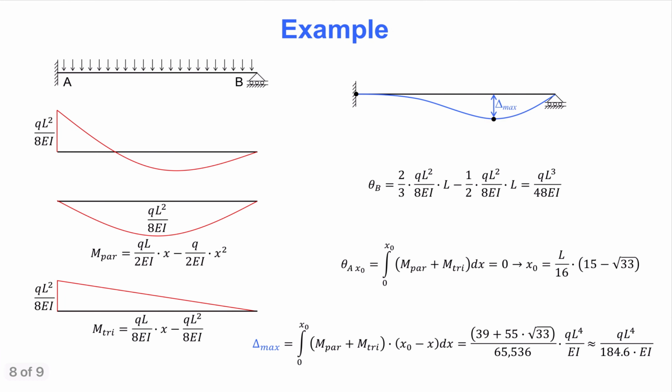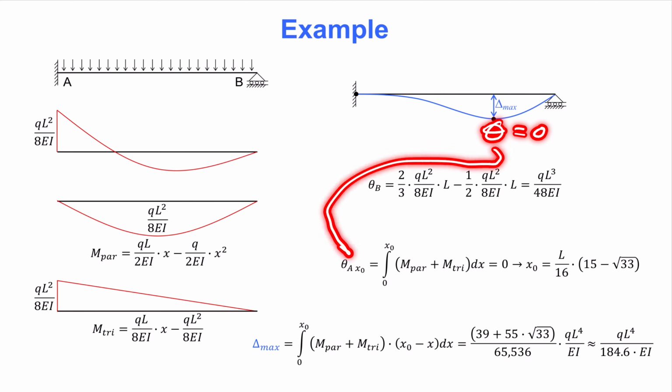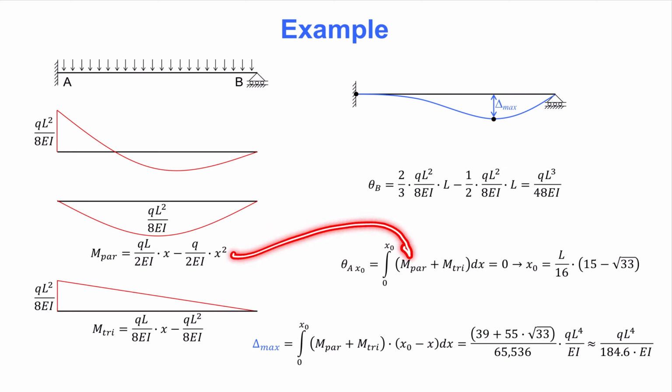Finding the maximum displacement is harder. One issue is that we do not know the location of the maximum displacement. However, we know that the rotation is 0 at that location. That is why we start by determining the rotation between point A and a point with distance x0 from A. This integral is an application of the first theorem of the moment area method. On the left-hand side are expressions for the parabola and the triangle.